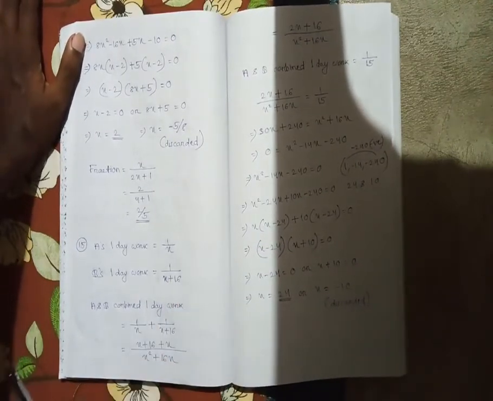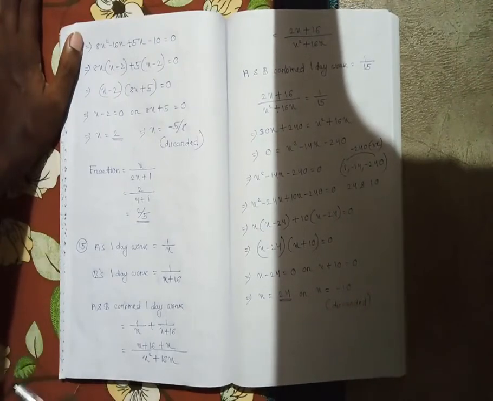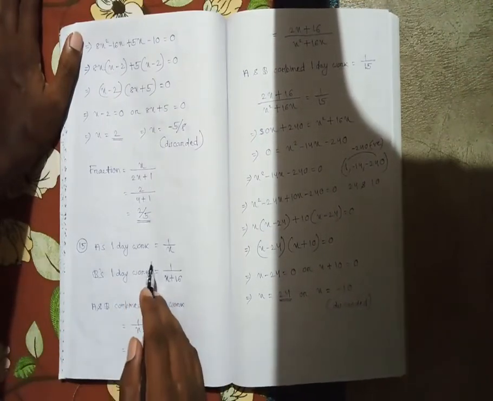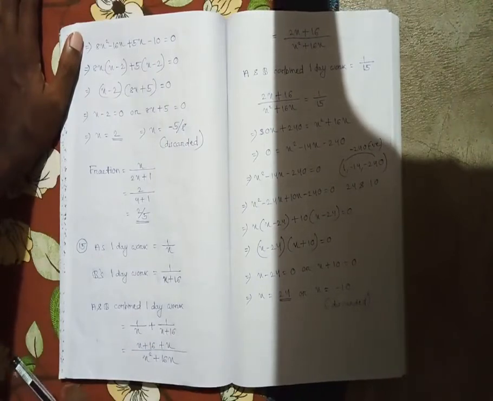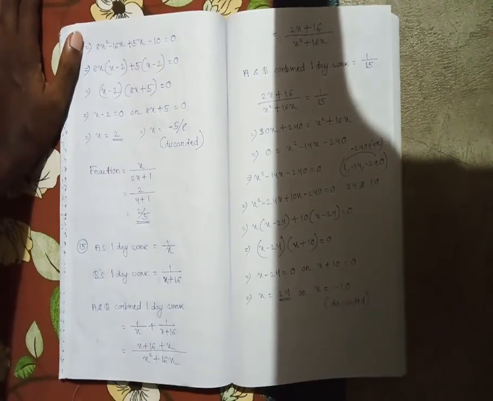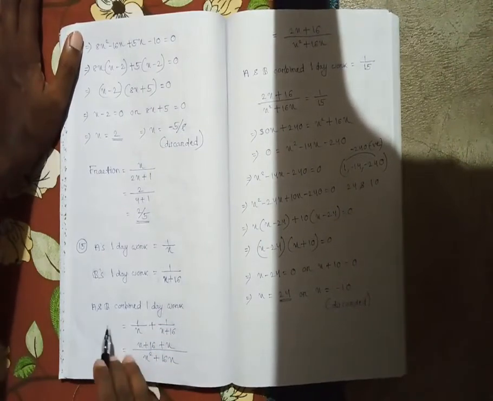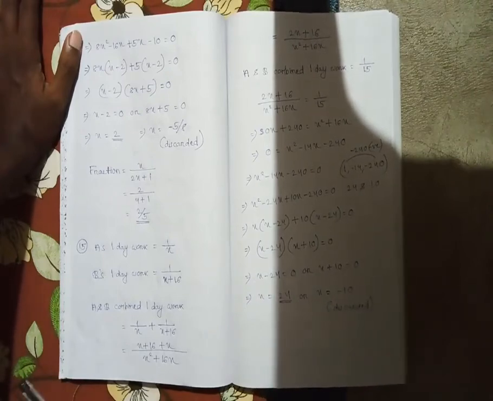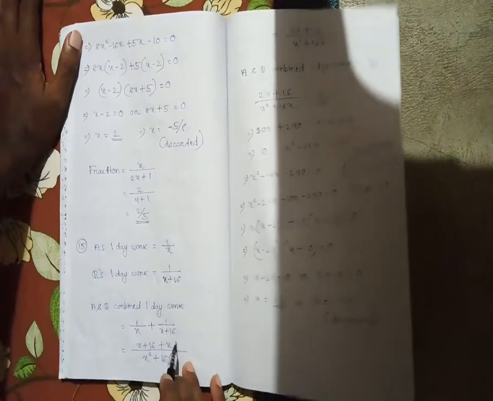If a person can complete a work in 5 days, then his 1 day's work is 1 by 5. So if A can complete the work in X days, then his 1 day work will be 1 by X. Then B can complete the work in X plus 16 days. It is given. So B's 1 day work will be 1 by X plus 16. Then A and B combined 1 day work. They are working together. So their combined 1 day work will be 1 by X plus 1 by X plus 16.